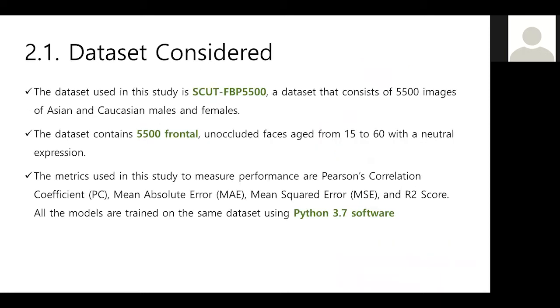The data set used in this study is SCUT FBP 5,500, a data set that consists of 5,500 images of Asian and Caucasian males and females, where the dimension of each image is 350 by 350 pixels. The metrics used in this study to measure performance are Pearson's correlation coefficient, mean absolute error, mean squared error, and R2 scale. All the models are trained on the same dataset using Python 3.7 software.